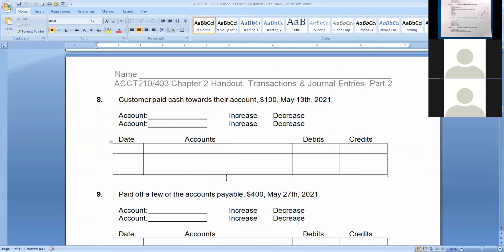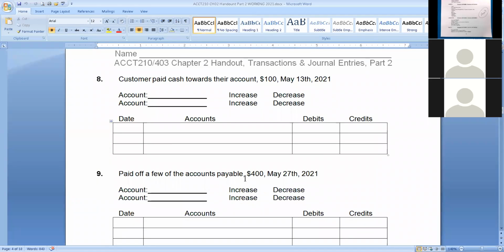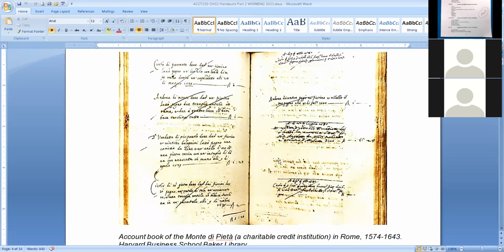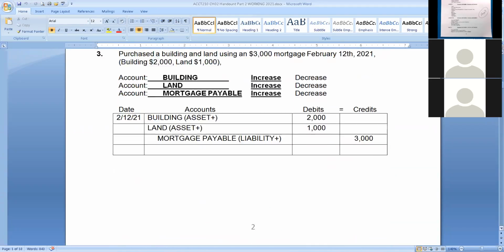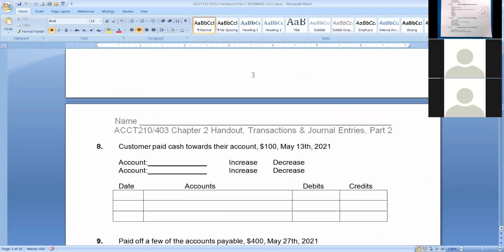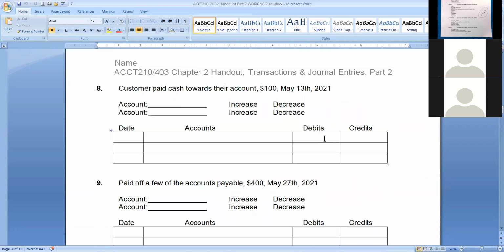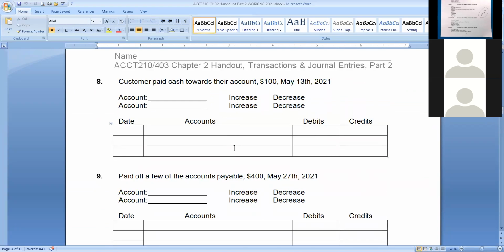So just kind of continuing, journal entries are just a shorthand way of writing down a transaction. Instead of writing all of this out, we simply take the 2 accounts or 3 accounts we need and write them down. So it's a very quick way of writing down a journal entry. Okay.